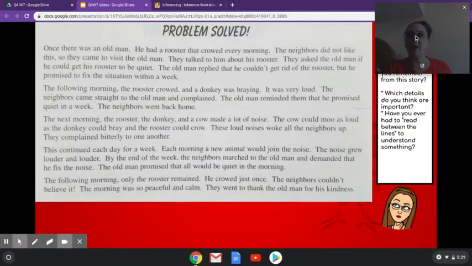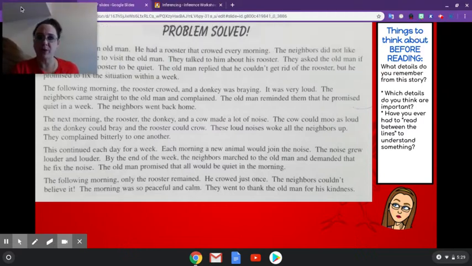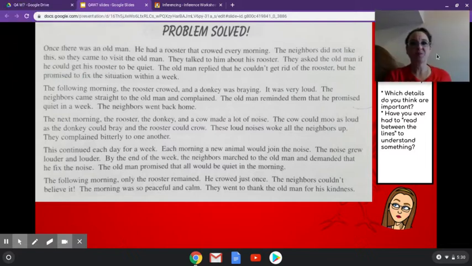Well, you need to remember that good readers always want to preview first. So we want to think about some things first. What details do you remember from this particular story? And which details do you think are important? Have you ever had to read between the lines in order to understand something that wasn't told to you explicitly? So let's go in and read our text.